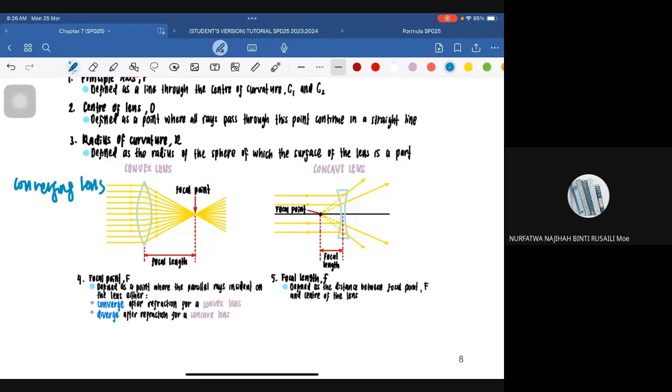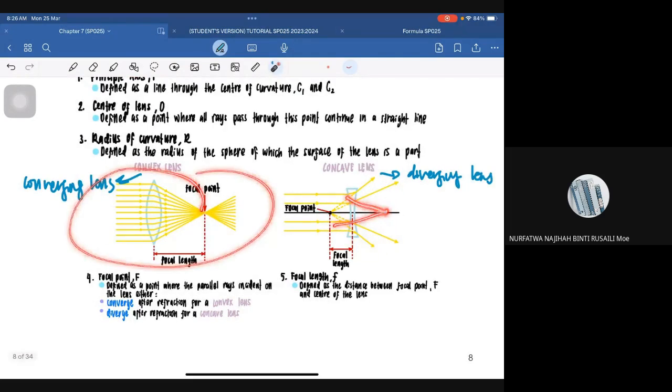Sama juga lah dengan mirror, dia boleh mention either converging ataupun diverging. So you have to know convex lens tu apa? What type of rays are they gonna give? So convex lens akan bagi kita converging ray lah. So ini converging lens. So concave lens is known as diverging lens lah. So they diverge. So lepas ni dia diverge instead of dia pergi satu point macam yang convex lens ni.